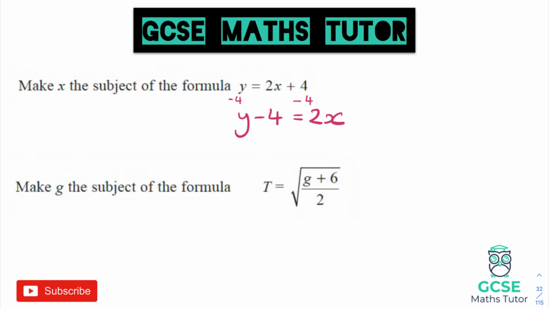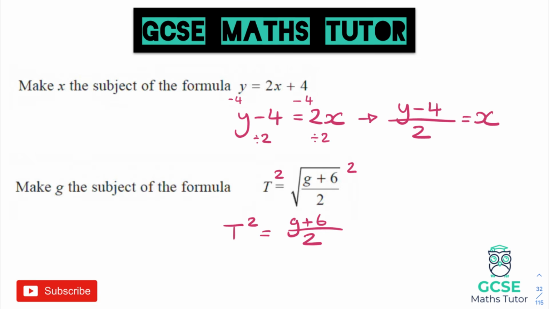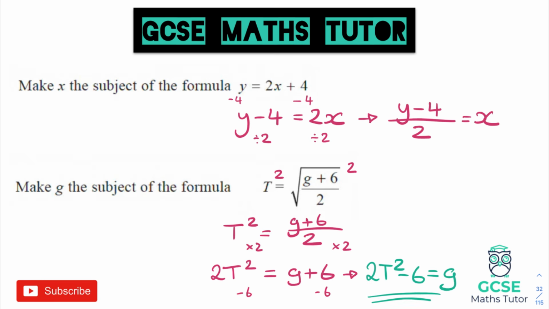If you have to change the subject, we are just reversing a process, doing the inverse of what's happening. So for here we need to take away the 4, then we would need to divide by 2, and x would be on its own, and that's what we mean by making the subject. If you have a square root, you're going to have to square to reverse that, and then again, if you have a fraction, you have to unlock the bottom by multiplying by that denominator. You can then finish that off by finishing any inverse operations that you need to figure out.